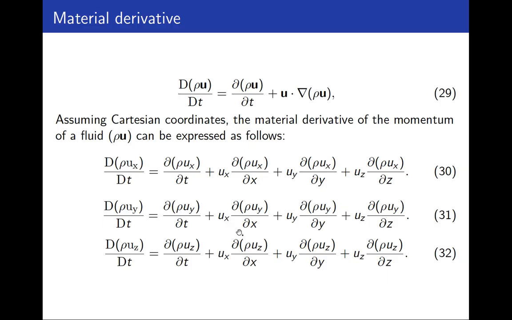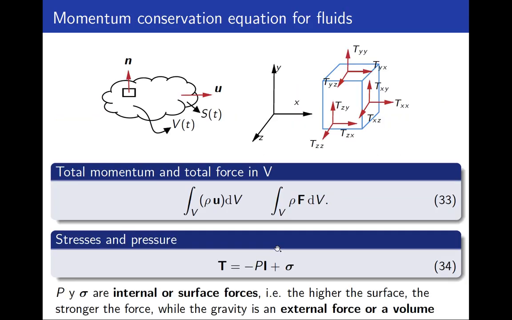We need to analyze each component of the velocity in each of the directions of your system of coordinates. So here we have the velocity field in the y direction, how that velocity component varies in the three directions of the system of coordinates, and the same for c.